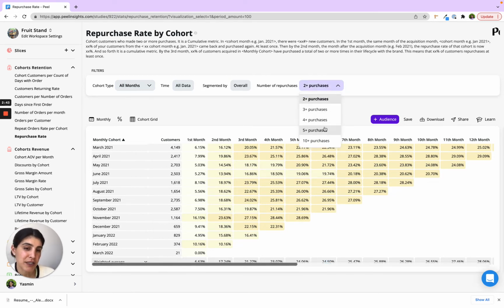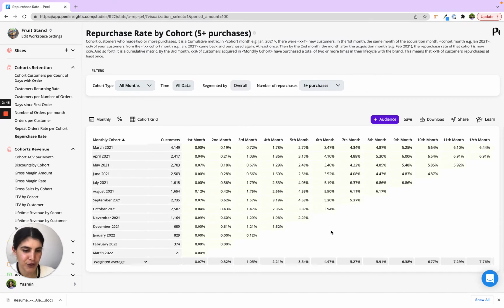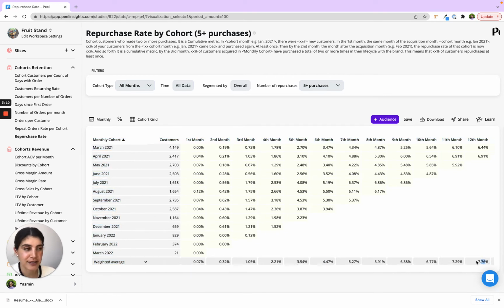But if we want to see what it looks like for super loyal users who have four subsequent purchases in addition to their first purchase, so five purchases in general at least, we could say, okay, within 6 months, 4.47% of the customers that we've acquired have come back and bought four or more times. Or within 12 months, it would be 7.76% of the customers that we've acquired have purchased five or more times, four subsequent purchases in addition to their one original purchase. And that's the way to look at this metric.